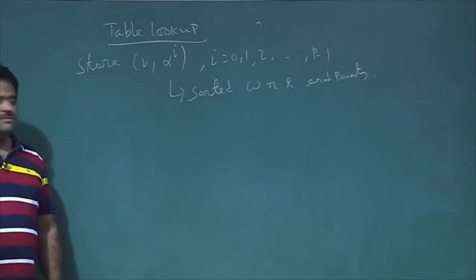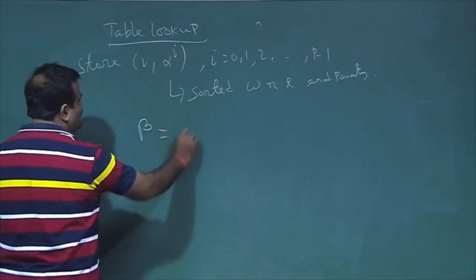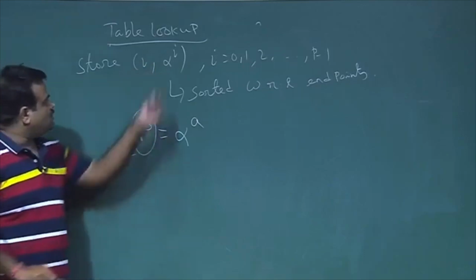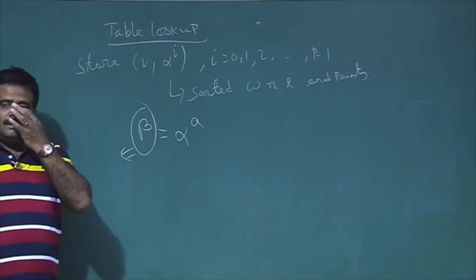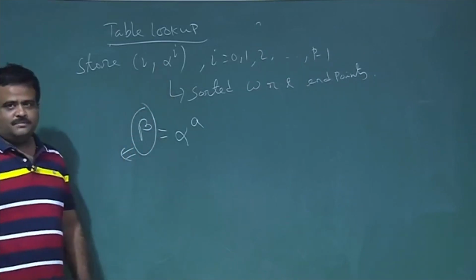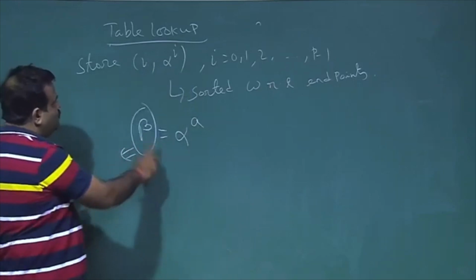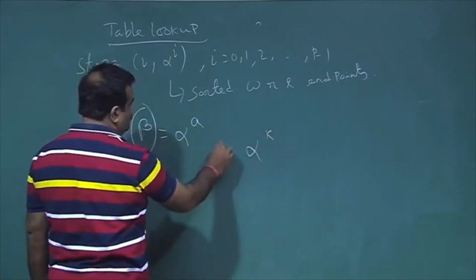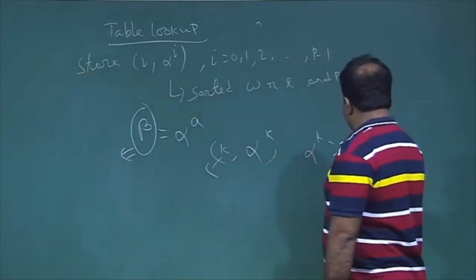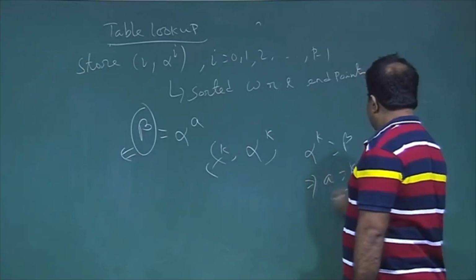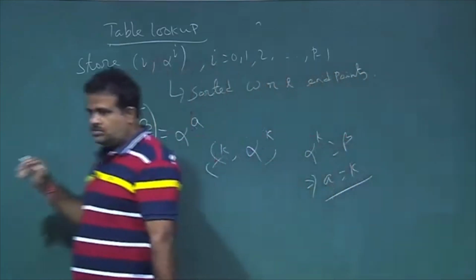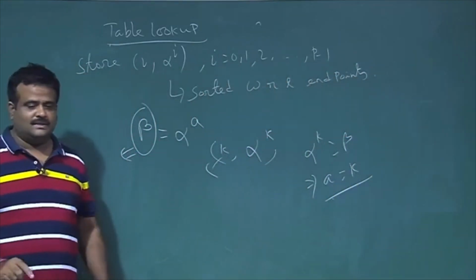Now we are given beta, which is alpha to the power a. We search this beta in the table. Since the table is sorted, we can use binary search, which takes logarithmic time. Suppose it matches alpha to the power k; then this k is our a. So, if alpha to the power k happens to be beta, this implies a is k. This is the table lookup method, but it also takes memory, because we have to store all of this in an array.